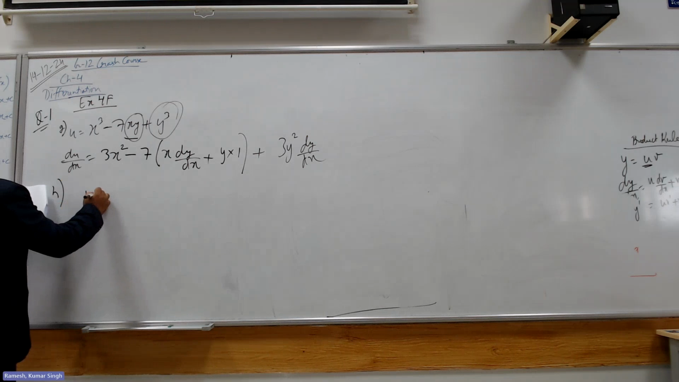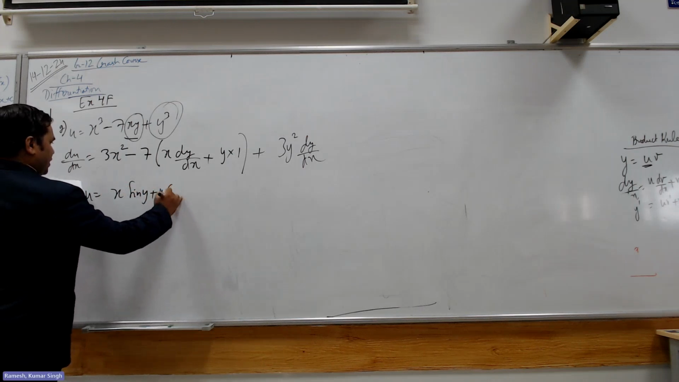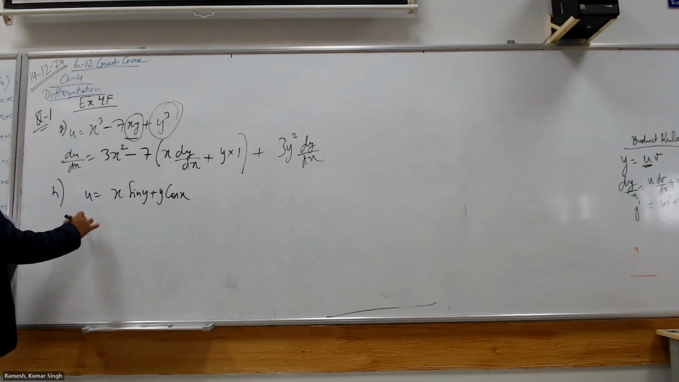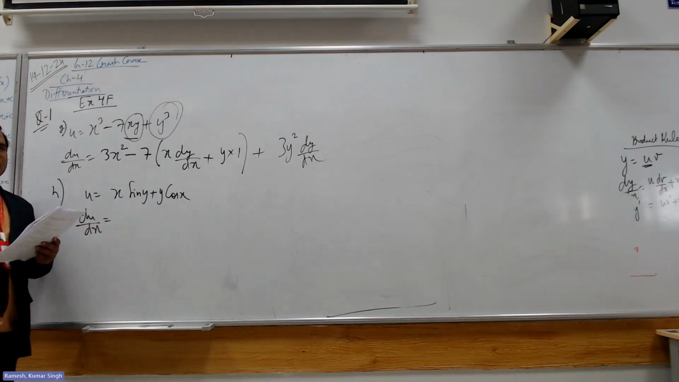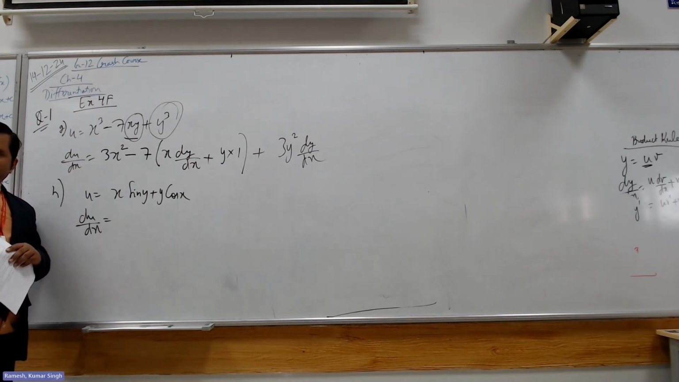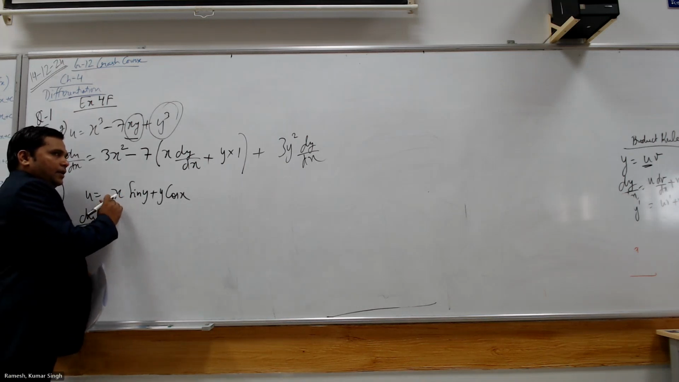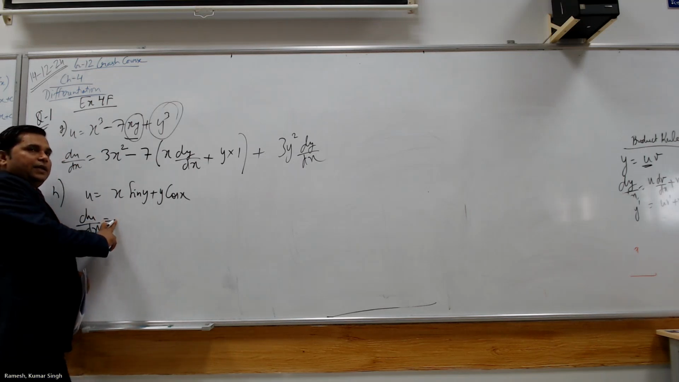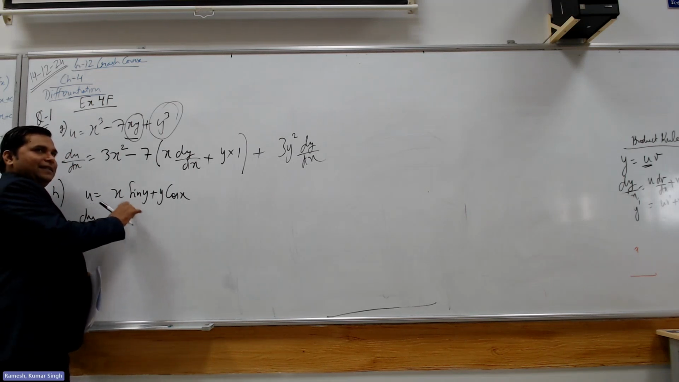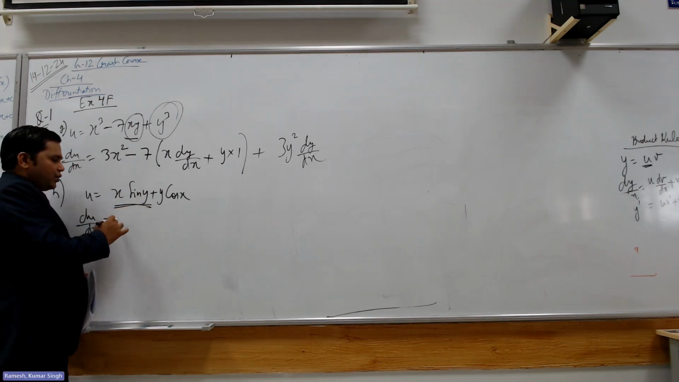H. u is equal to x sine y plus y cos x. You want to find du over dx, because the question says differentiate with respect to x. So you're finding du over dx. You tell me, I will write on the board. Chime in and talk. So what will we use here? What are the tools? Tell me what will be the differentiation of x and y?